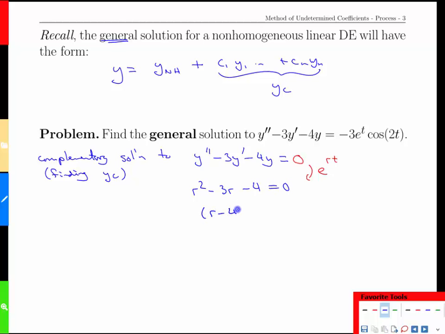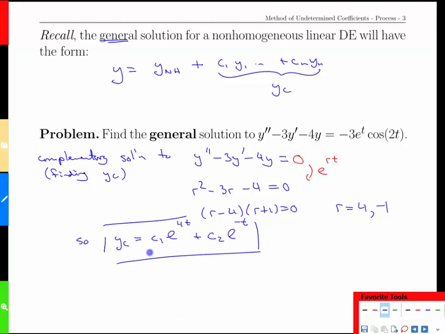That factors as r minus 4, r plus 1 equals 0. And so our YC, r is 4 and negative 1. Our corresponding homogeneous or complementary solution is C1 e to the 4t plus C2, this negative goes in the exponent, e to the negative t. And we see that that actually is quite straightforward. That leaves us next with the non-homogeneous part.